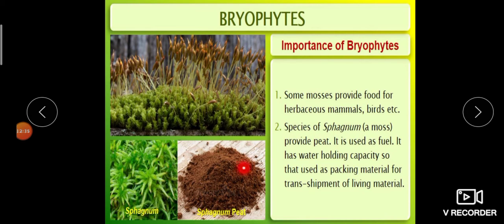It provides peat, Sphagnum peat. Actually this peat is a biopesticide and we can use it as a fuel also, and it has water holding capacity. Sphagnum has a water holding capacity, so we can use Sphagnum as a packaging material for transshipment of living materials. So first, it provides food for herbivorous mammals, birds, etc. and it provides peat, which we can use for fuel, and it has the water holding capacity, so we can use it as a packaging material for the transshipment of living materials.